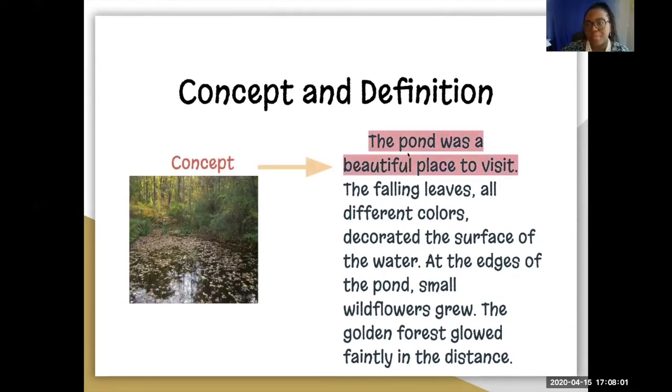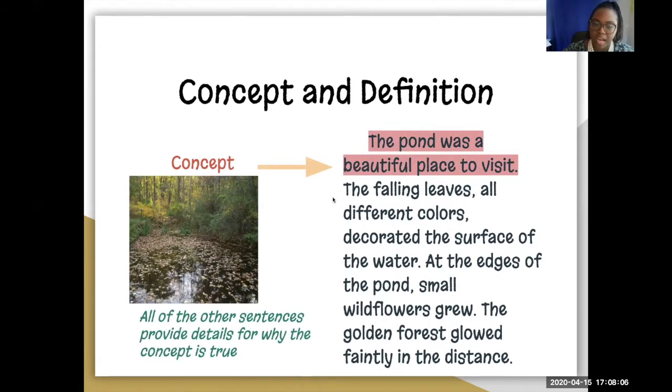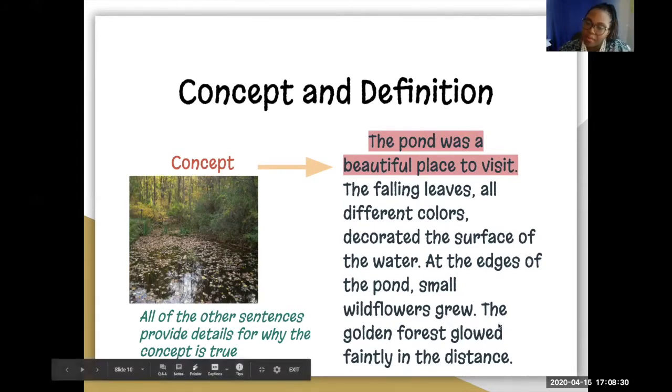The concept was that the pond was a beautiful place to visit, and all of the other sentences provide details for why that concept is true. So the concept at the top would be the pond was a beautiful place to visit, and all of these different details would be what the concept sits on top of. So the falling leaves, all different colors, how they decorated the surface of the water would be one detail. At the edges of the pond, small wildflowers grew. That's another detail. And then we have another one here. The golden forest glows faintly in the distance. Look at that glow. It's beautiful.